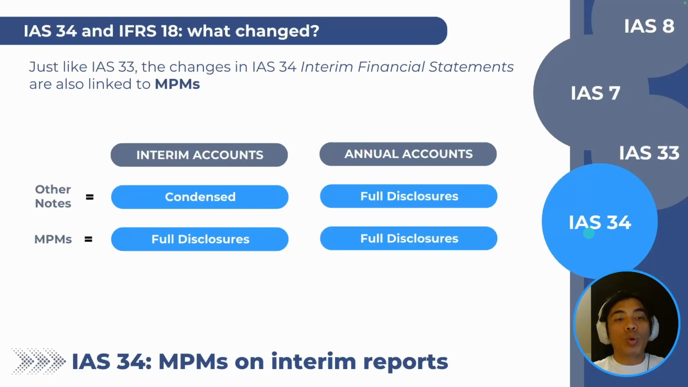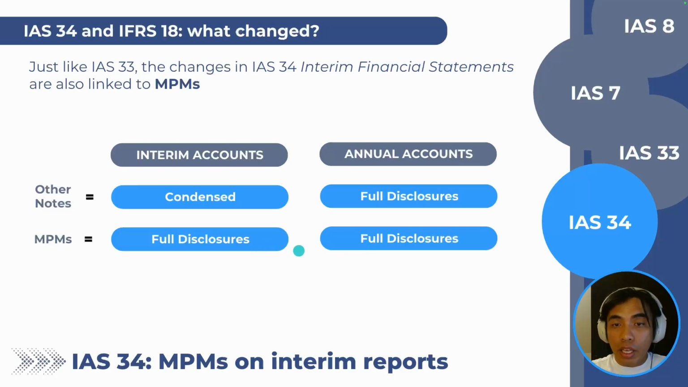Now we move on to IAS 34. IAS 34 basically is about interim financial statements. This is going to be short, and it's also related to MPMs, or management defined performance measures. So if there's an MPM in an interim report, the entity must also disclose how that measure is calculated, including all reconciliations and adjustments, using the guidance of the relevant paragraphs of IFRS 18.